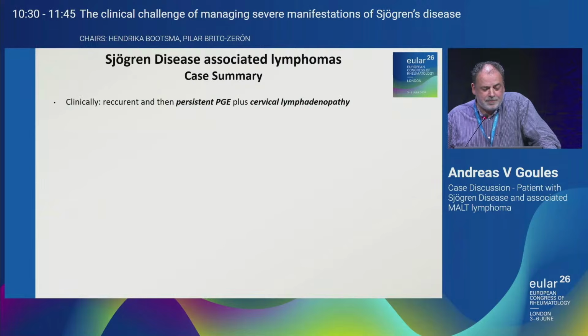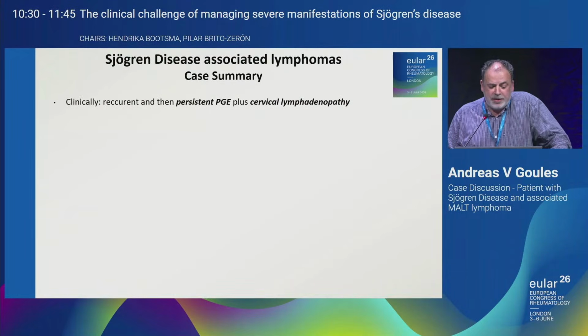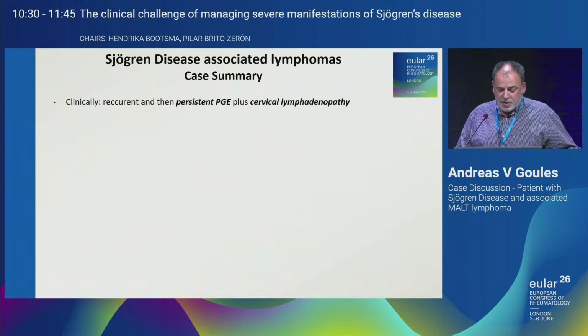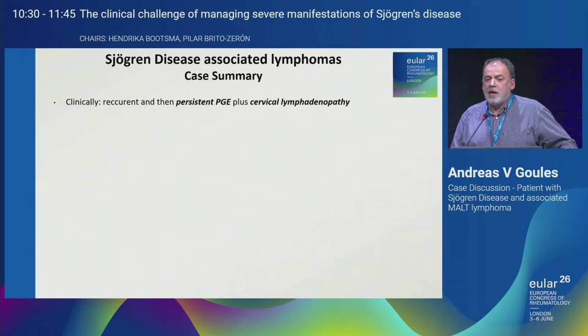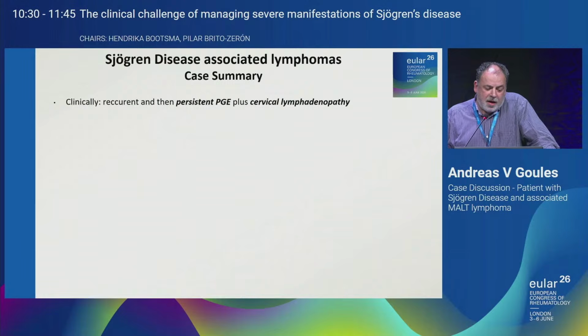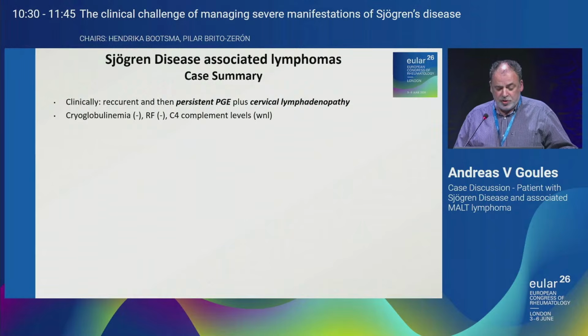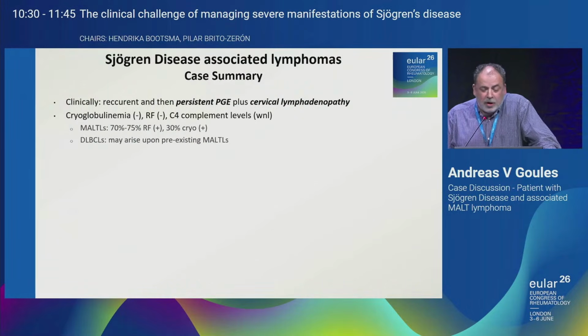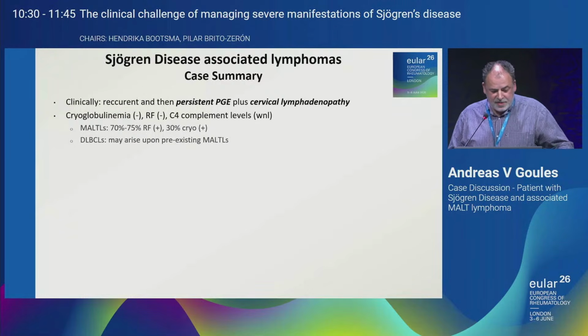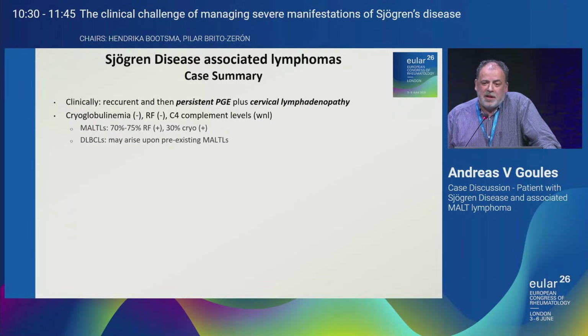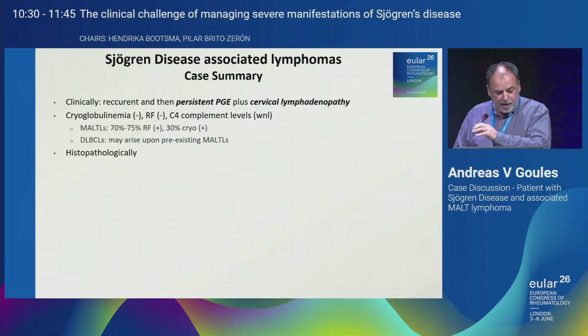Going back to our case, we have a lady who had recurrent and then persistent parotid gland enlargement and stable cervical lymphadenopathy. This is consistent with MALT lymphoma diagnosis. There's no cryoglobulinemia. She was RF negative. I would like to remind you that almost 30% of patients with MALT lymphomas are RF negative, and 60-70% are cryonegative. And always keep in mind that DLBCL lymphomas may arise upon pre-existing MALT lymphomas.